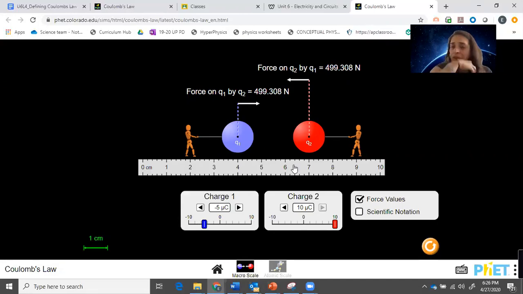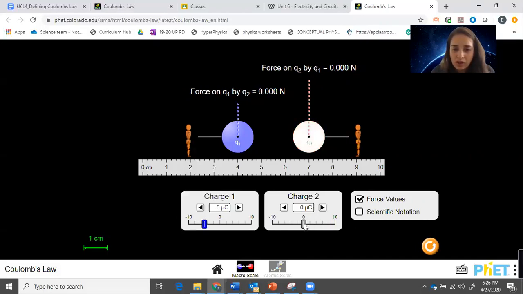So that tells me, we discussed previously that a negative charge is attracted to a positive charge. And I see that here now with these two vector arrows that are pointing towards each other. Right, so that tells me that it's attractive. Now I'm going to make this charge negative.